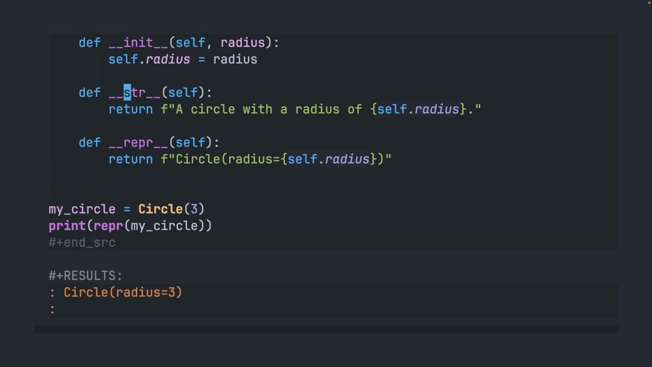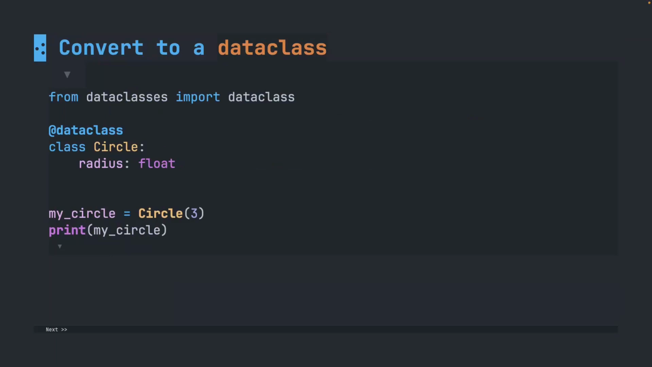The difference between str and repr in this case is that this is what you would want the user of your program to see, and this is a format that generally we want to see as the developer or the programmer. It's a little bit more bare bones. It just tells us that this is a circle object and the radius is equal to 3. Now, the reason why I wanted to show you that is because when you convert the circle object to a data class, well, you get the repr version for free.